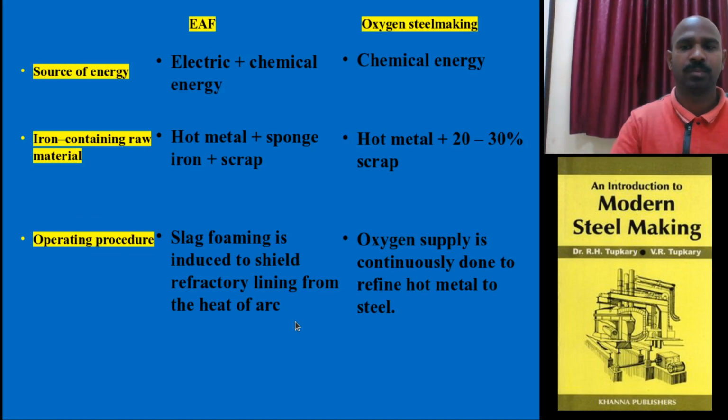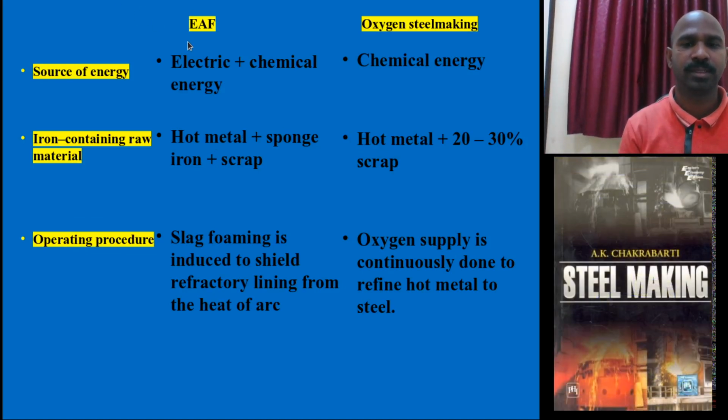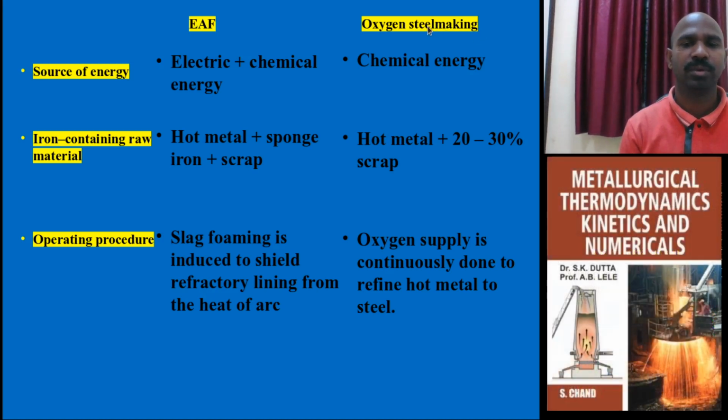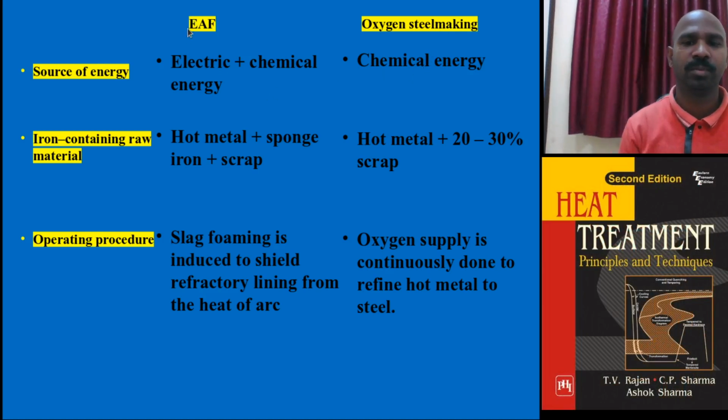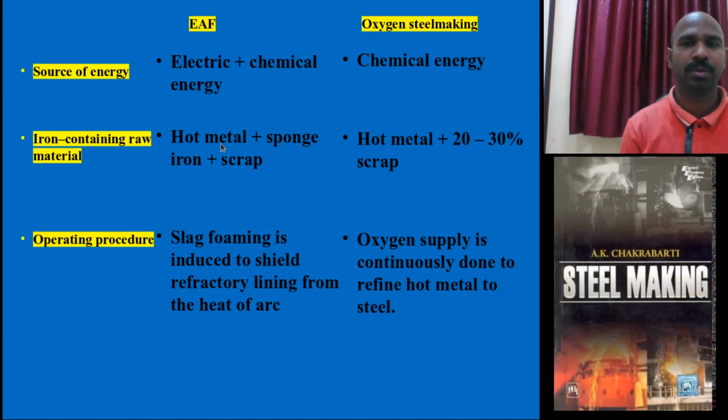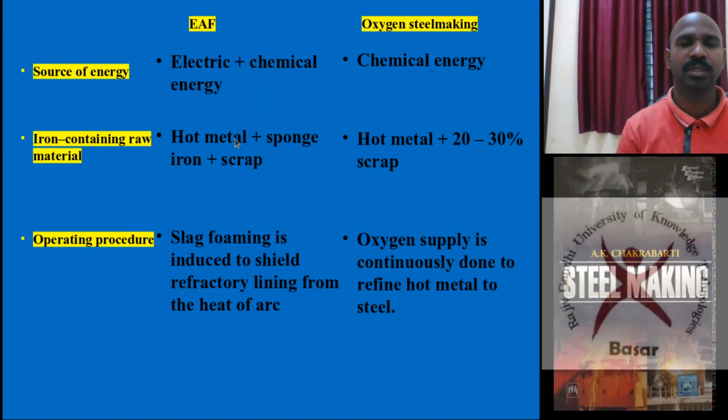Finally, the conclusion about the electric arc furnace: what is the source of energy used in the electric arc furnace, compared with oxygen steel making such as LD converter steel making? The source of energy in the case of EAF is electrical energy and chemical energy. In the case of oxygen steel making, it is chemical energy. In the electric arc furnace, iron containing raw material such as hot metal, liquid pig iron, sponge iron or scrap may be used depending upon the material available.